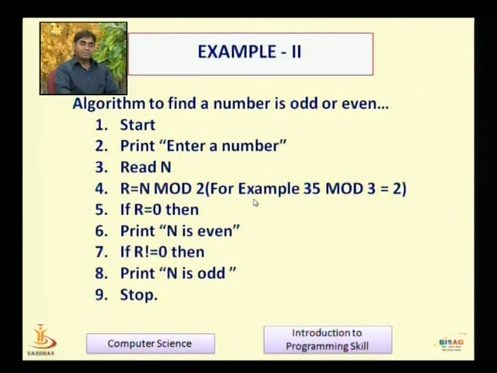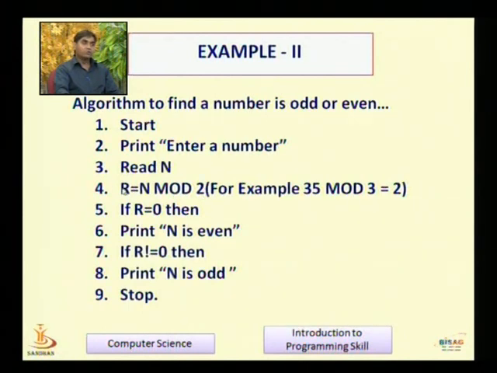Okay, I will give one example. 35 mod 3 means the remainder value that will be available should be 2. How? We say that 11 multiplied by 3 is 33, and 35 minus 33 is the remainder value, which is 2. It is known as the modulus.